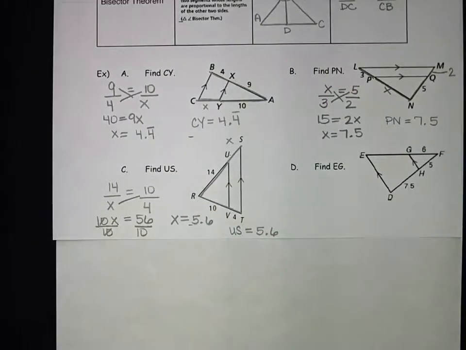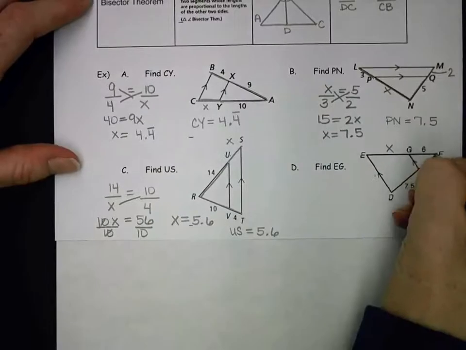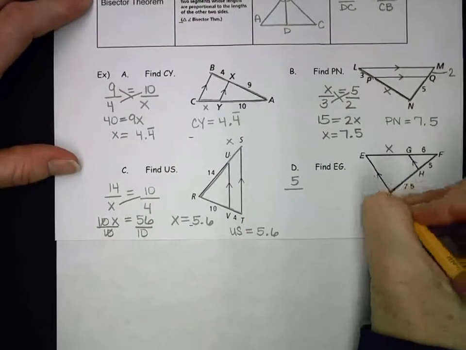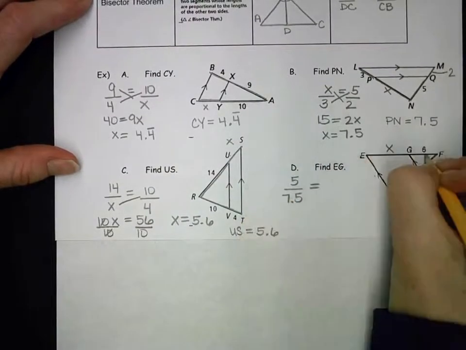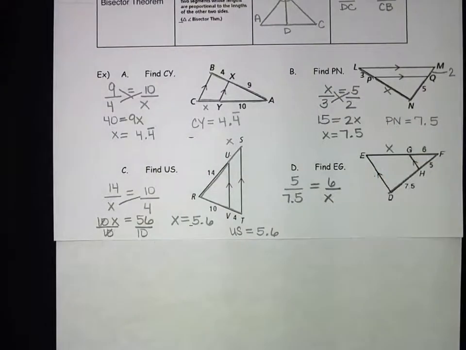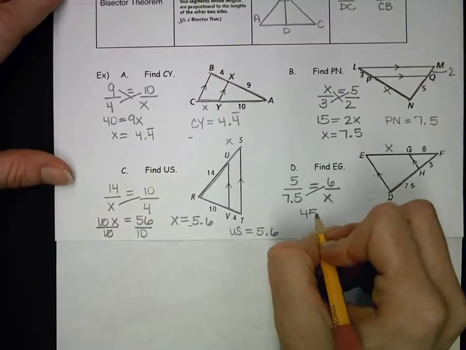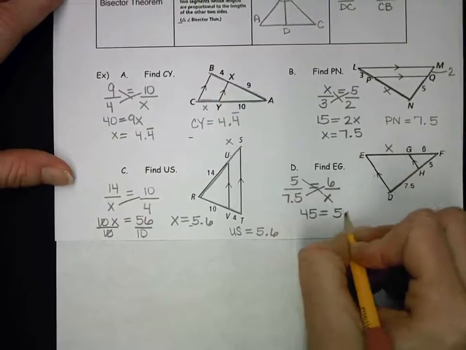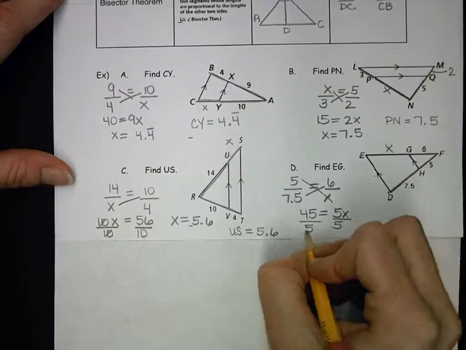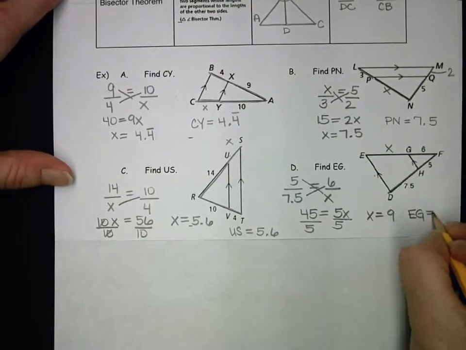In our last example, we are again trying to find EG. Because these two sides are parallel, we can use our triangle proportionality theorem. So I'm going to say 5 over 7.5 equals 6 over X. When we cross multiply, the first thing we do is 7.5 times 6, which is 45. That equals 5x. Divide by 5. X will be 9. Once you have X, you also know that EG will also be 9.